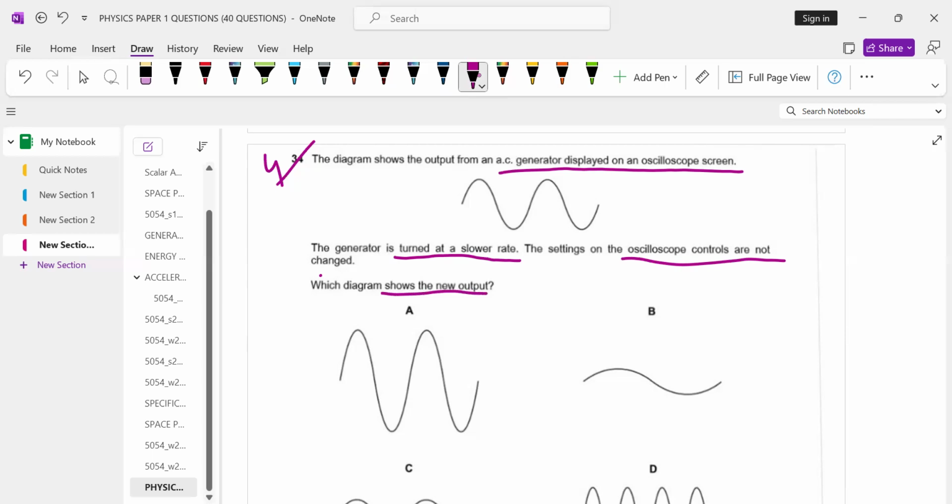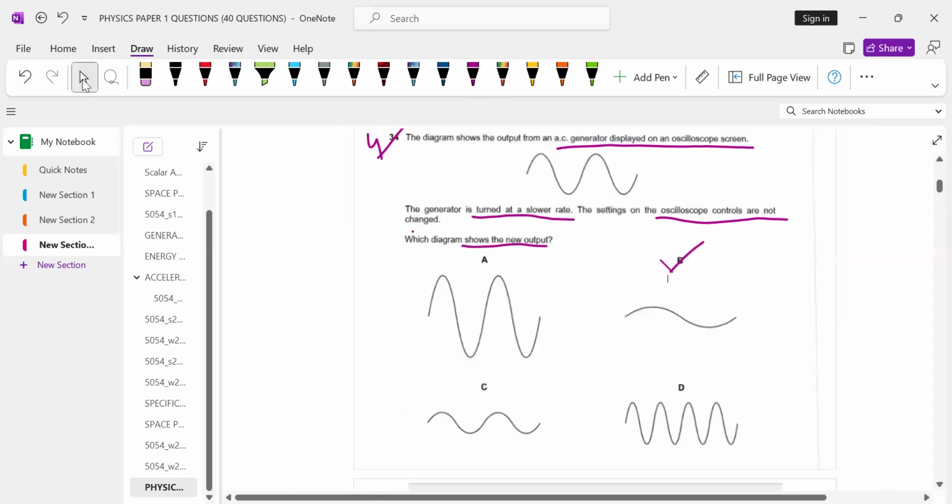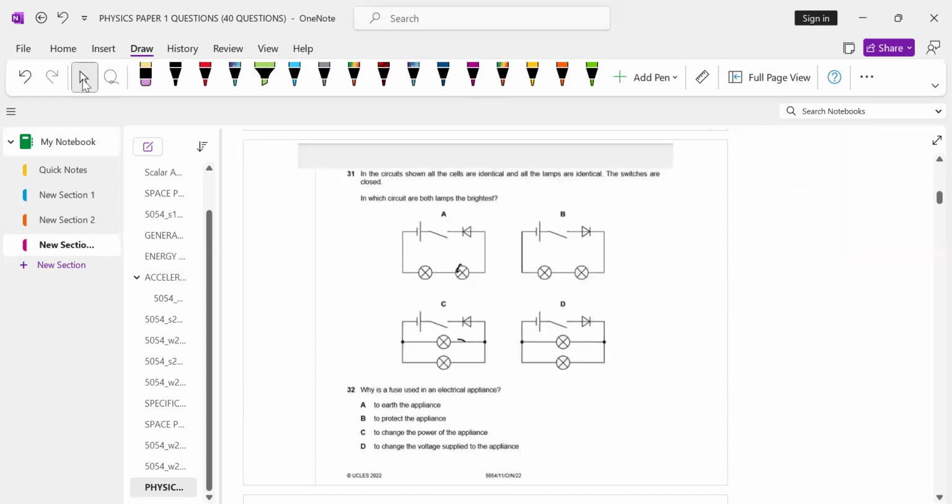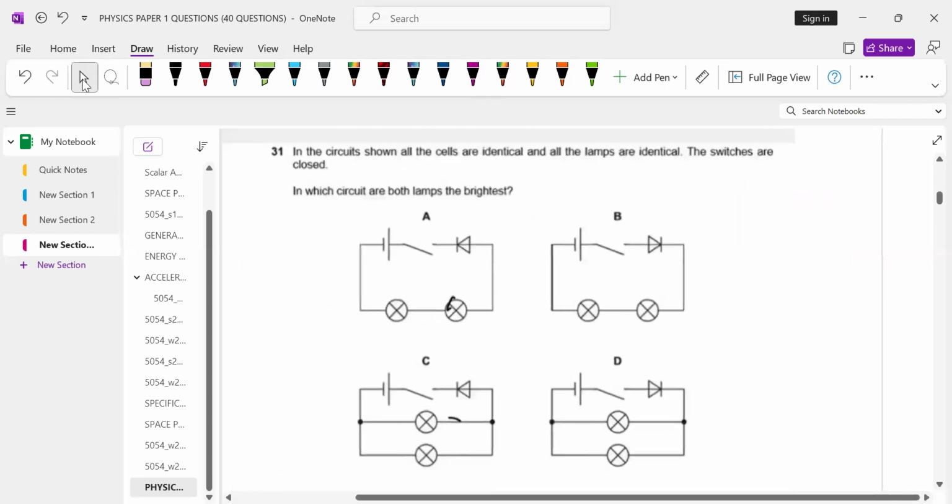The generator is turned at a slow rate. So the wave on the oscilloscope would be pretty slow. According to this, option B is correct for question number 4. Then question number 5.